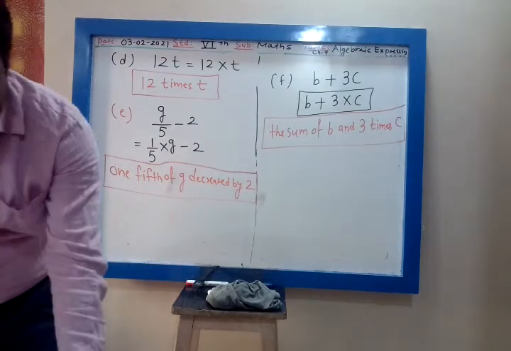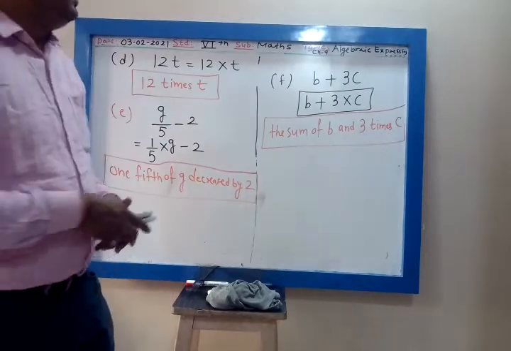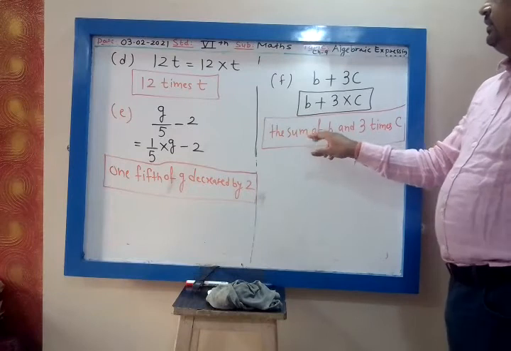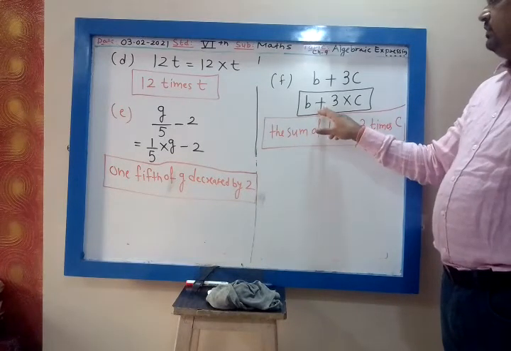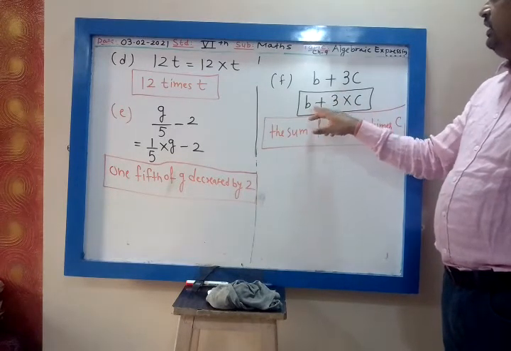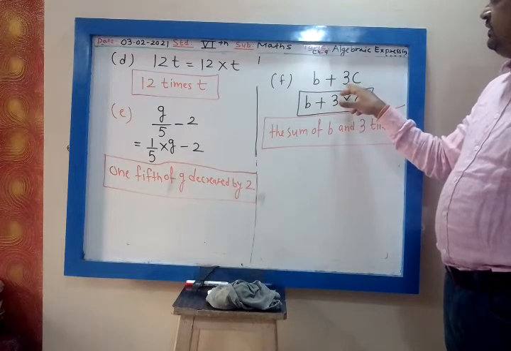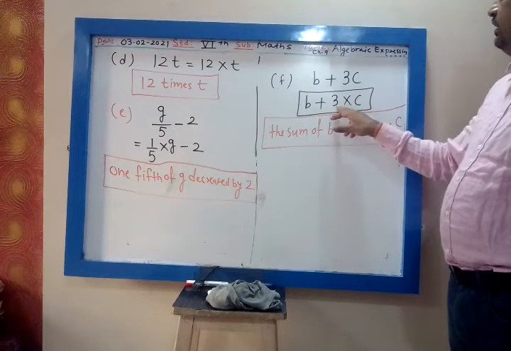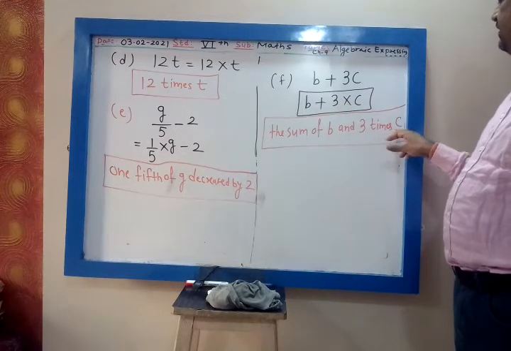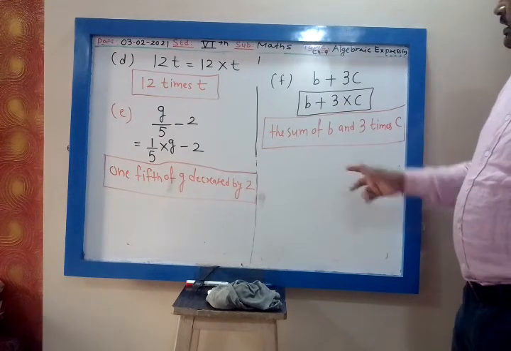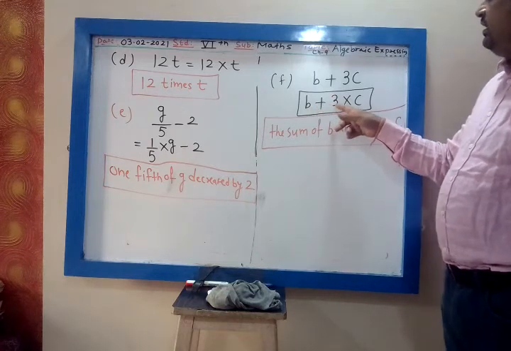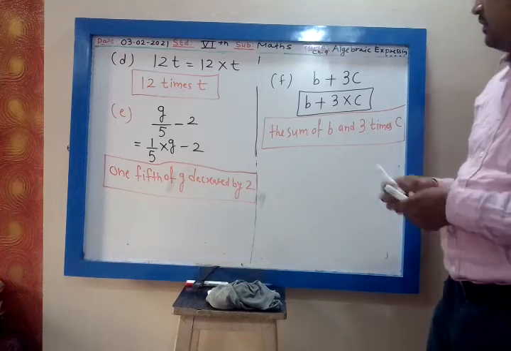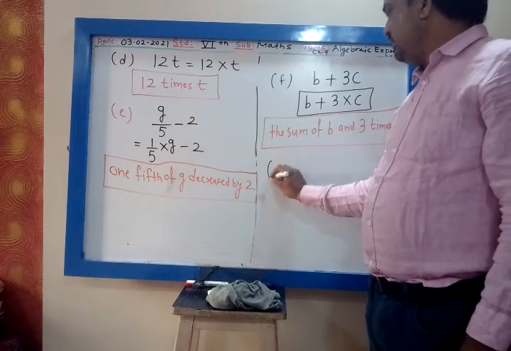Is it clear? 3c means 3 times c. Plus means sum. The sum of which two numbers? B and 3c, 3 into c means 3 times c. The sum of b and 3 times c. Now let us do next, g.